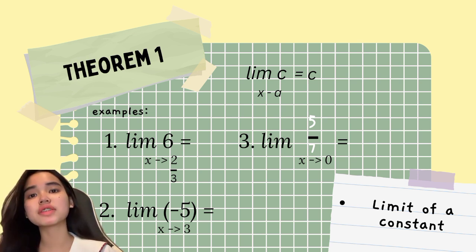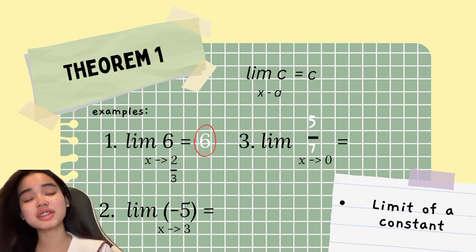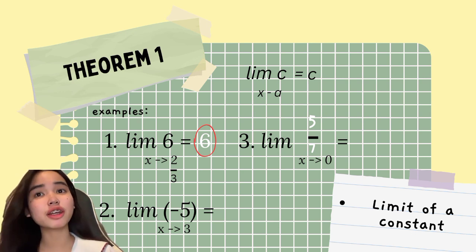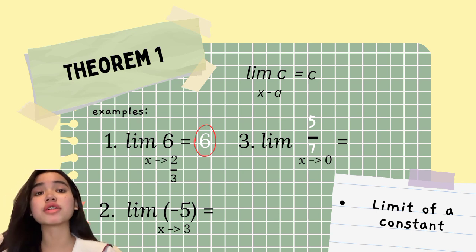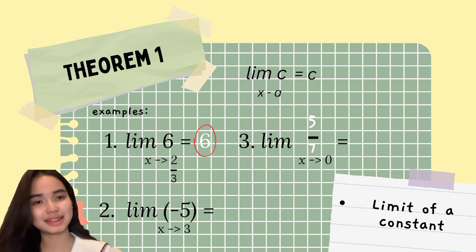First one, the limit of 6 is equal to blank as x approaches 2/3. The answer is 6. Why? Because 6 is a constant. As stated in our rule, the limit of c is equal to c. Therefore, the answer is 6.